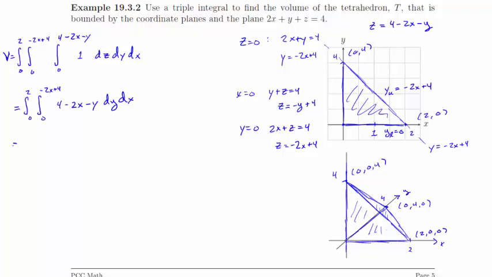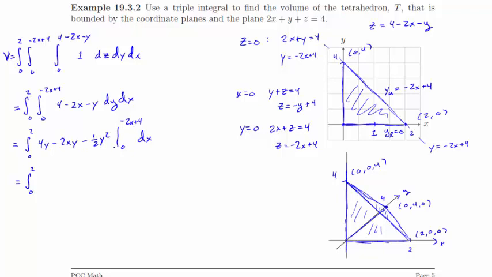And now I take the antiderivative with respect to y. So I'll get the integral from 0 to 2 of 4y minus 2xy minus 1/2 y squared, evaluated from 0 to negative 2x plus 4 dx. So this then equals the integral from 0 to 2. I need to plug these bounds in for y.